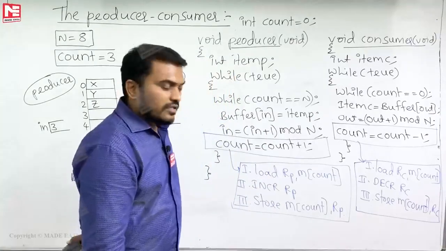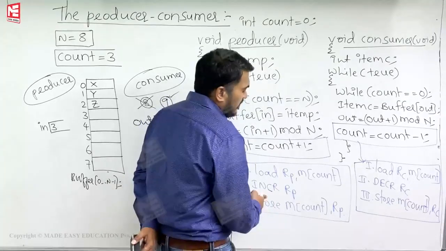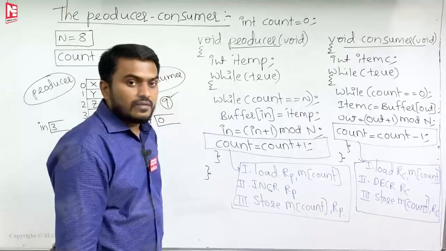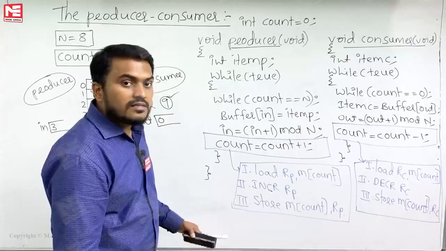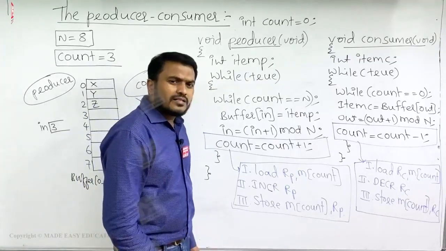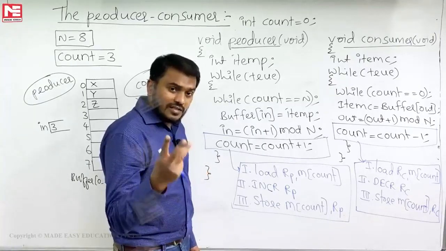You are incrementing the register value, and next, the third instruction, we are storing the register value back into the count variable. So count equal to count plus 1 will execute in 3 instructions. Actually, you will study all this in CO, computer organization. If you already studied CO, you will understand.